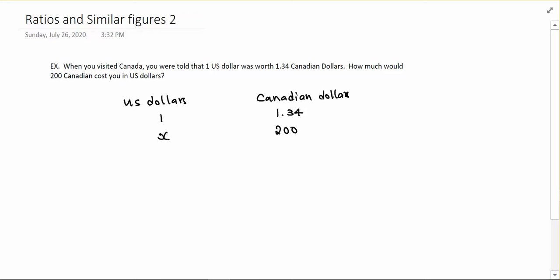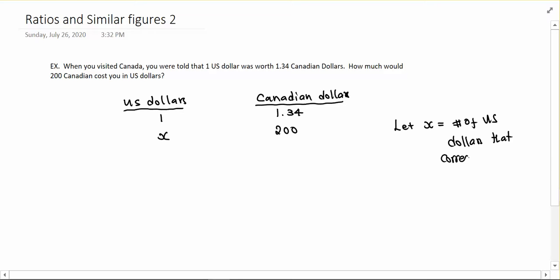One of the things that you should learn when you're doing word problems is to make sure that you define what X is. You can define X like I have done in a table. It's pretty clear. Under the heading US dollars is 1 and X. Under Canadian dollars is 1.34 and 200. But another way to do it would have been to use let statements: let X be the number of US dollars that correspond to 200 Canadian. That's another way to do it.